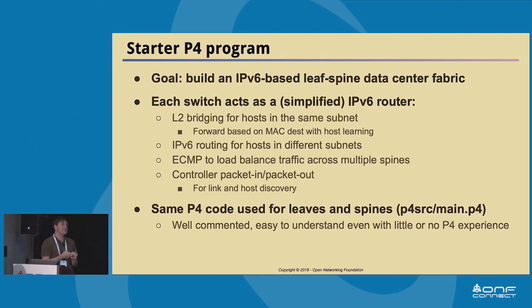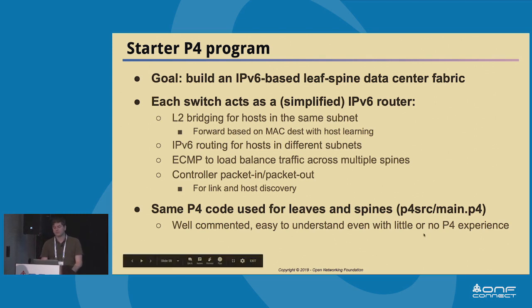And we expect to have a control plane that supports something like host learning to automatically populate our bridging table. We want our routers to support routing based on IPv6 addresses for hosts in different subnets. We want to support ECMP. Again, this is a leaf-spine data center fabric, so we want to be able to load balance traffic to multiple spines. And finally, we want to support controller packet in, packet out. And this is needed for link and host discovery, and will be the goal of the second exercise.